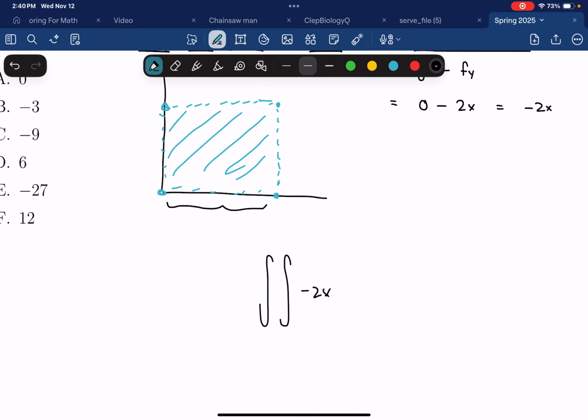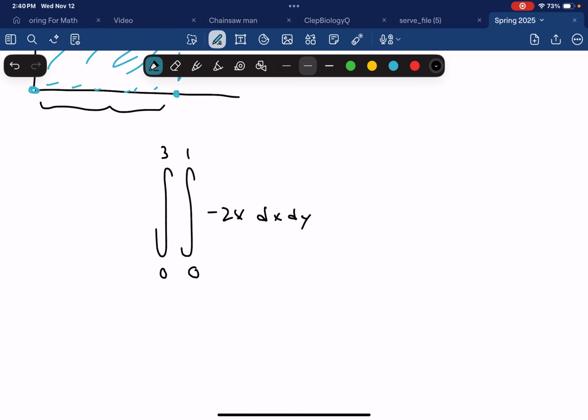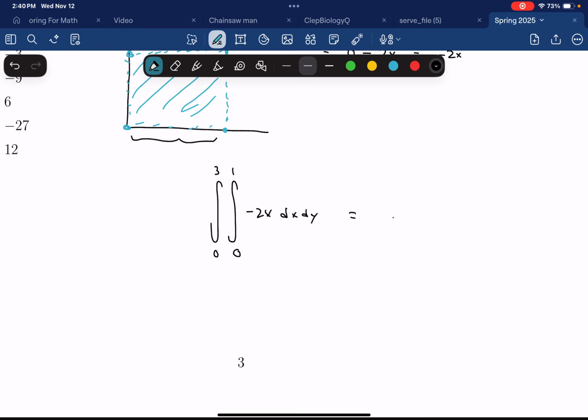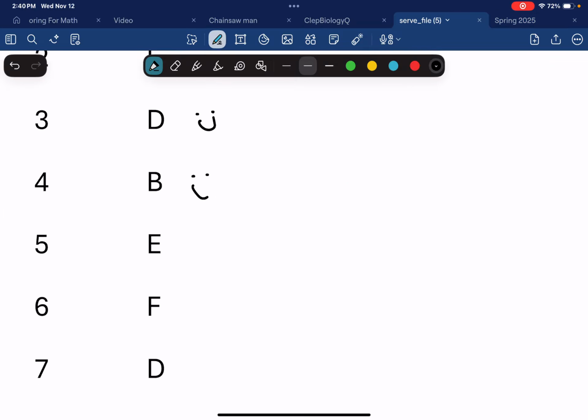If we evaluate, x will be simply from 0 to 1, and y will be from 0 to 3, dx dy. Okay, so we can evaluate this now. This will become negative x squared from 0 to 1, which equals negative 1 minus 0, equals negative 1. And then the integral from 0 to 3 of negative 1 dy, you simply get negative y from 0 to 3, which simply returns the answer negative 3, which is B in this case. Yep, that's our correct answer.